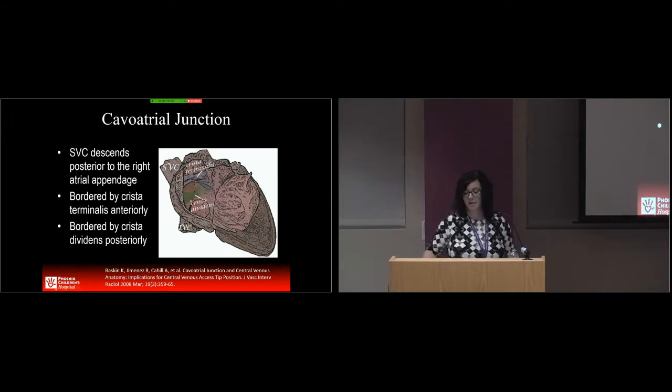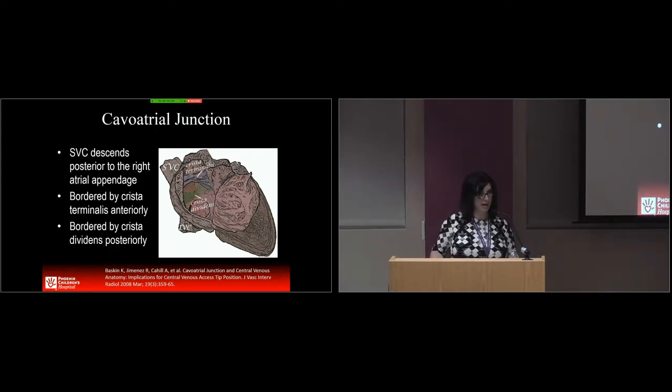So here is a drawing of the right atrium and great vessels, and you see that the superior vena cava descends into the right atrium and is bordered anteriorly by the crista terminalis in the right atrium and posteriorly by the crista dividens. So you can see just from this rendering that it's not a true transverse orientation of the caval atrial junction, it's oriented obliquely.